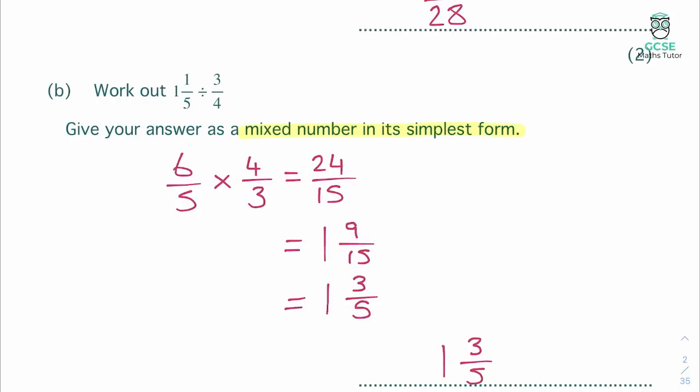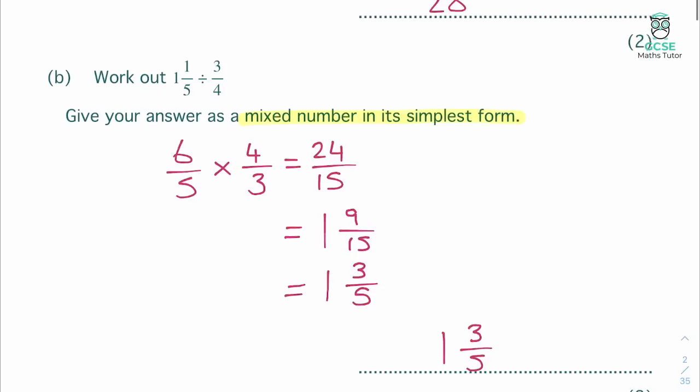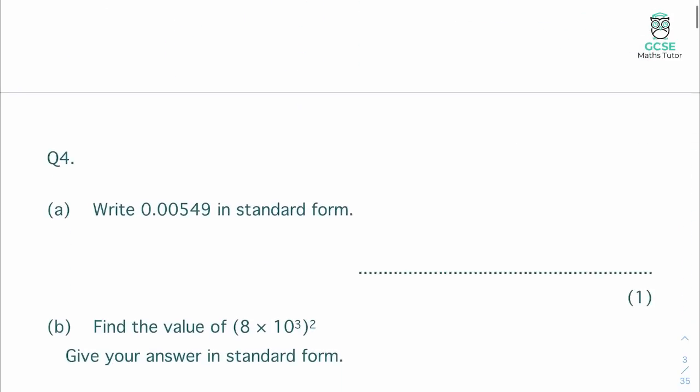Of course, what you could have done is you could have simplified 24 over 15 first. You could have divided them both by 3, then turned it into a mixed number, but that's fine. If you simplified it first, you've got 8 over 5, and then of course you'd get 1 and 3 over 5 for your answer there anyway. So there we go, there is fraction calculations.